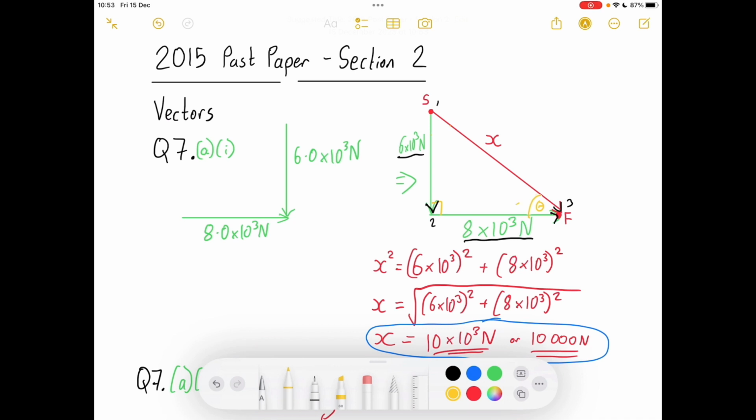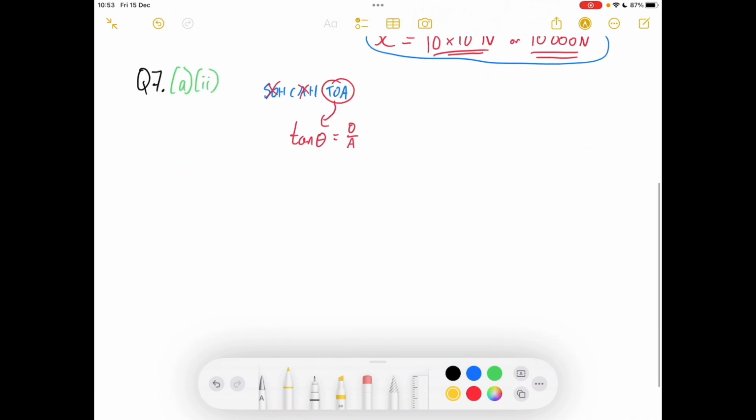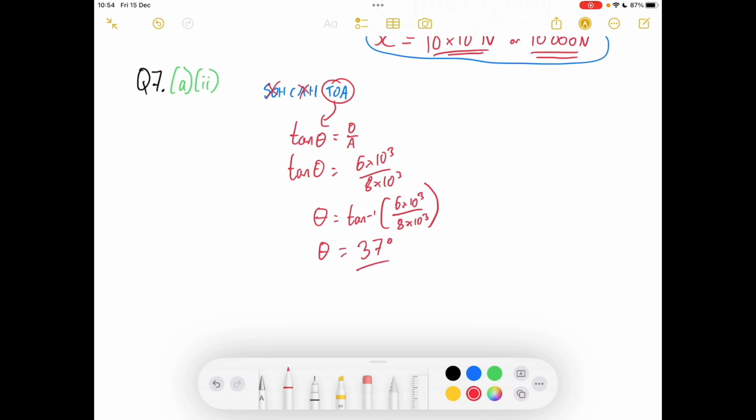So in this case, our opposite, well, it's not going to be 8 anymore, it's going to be 6. And our adjacent now is going to be 8. So, if we go to our tan theta, that means that tan theta will be 6 times 10 to the 3 over 8 times 10 to the 3. So theta by itself is tan to the minus 1 of 6 times 10 to the 3 over 8 times 10 to the 3. And if you calculate that, it will be 37 degrees.